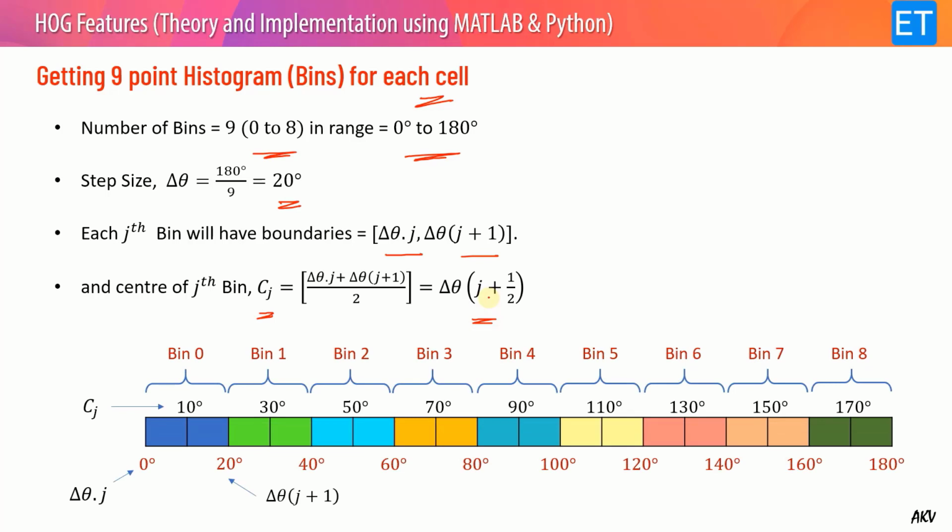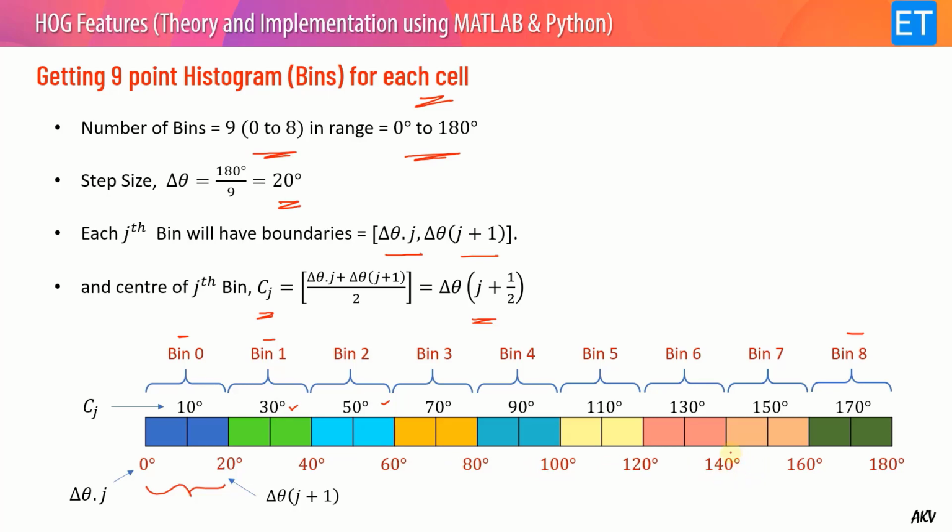So this is the overall structure you can see of the histogram. This is my 9-point histogram. You can see starting from bin 0, bin 1, bin 2, bin 3 and up to bin 8. So total bins I have shown like this. This is my first bin, that is bin 0, shown by one single color. These are the two boundaries, 0 degrees and 20 degrees, and the center is of course 10 degrees. The center is represented by cj, and the bin boundaries are delta theta times j and delta theta times j plus 1. That is true for all 9 bins. Here these are the centers of the bins, and here these are the boundaries of the bins.